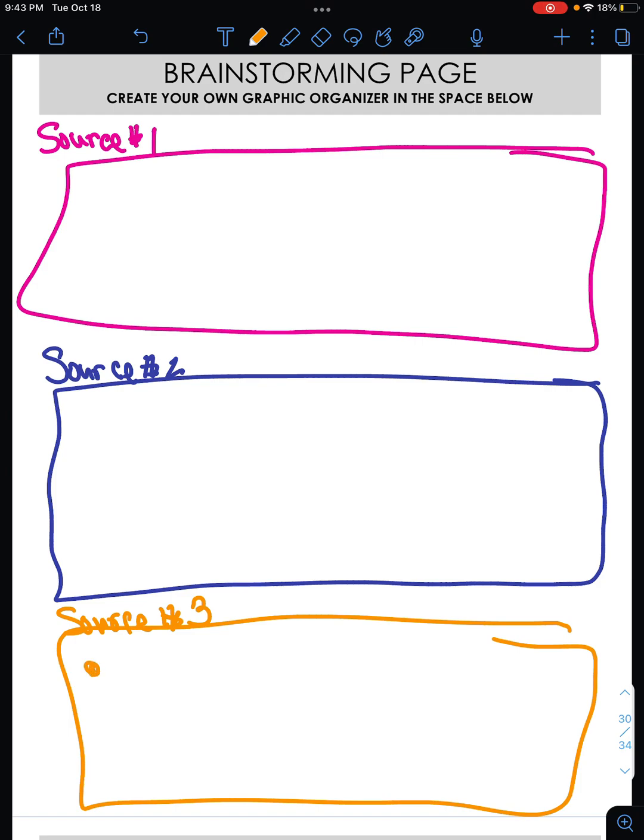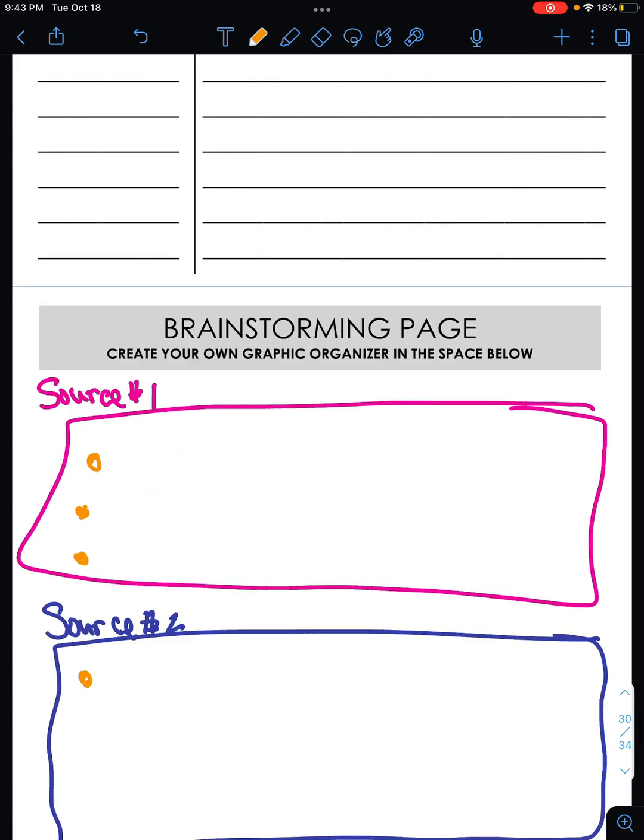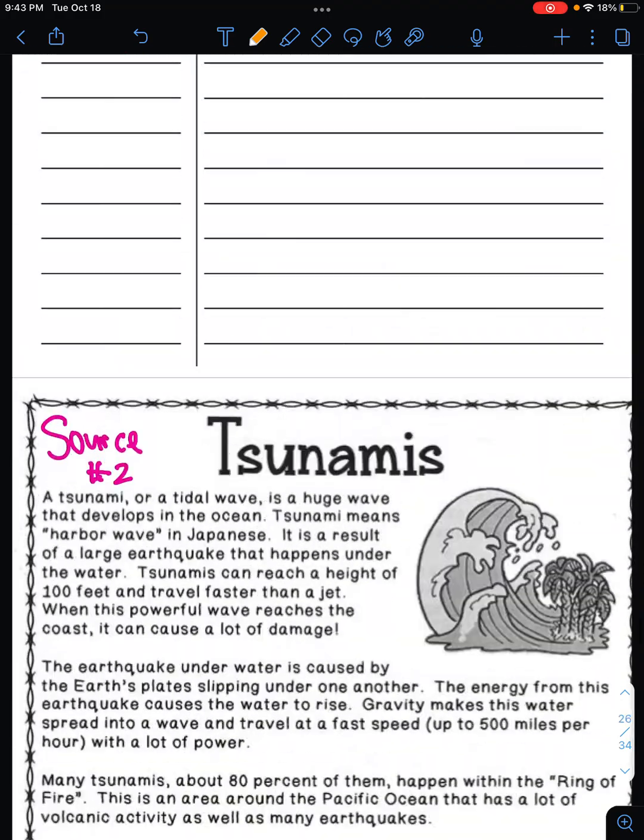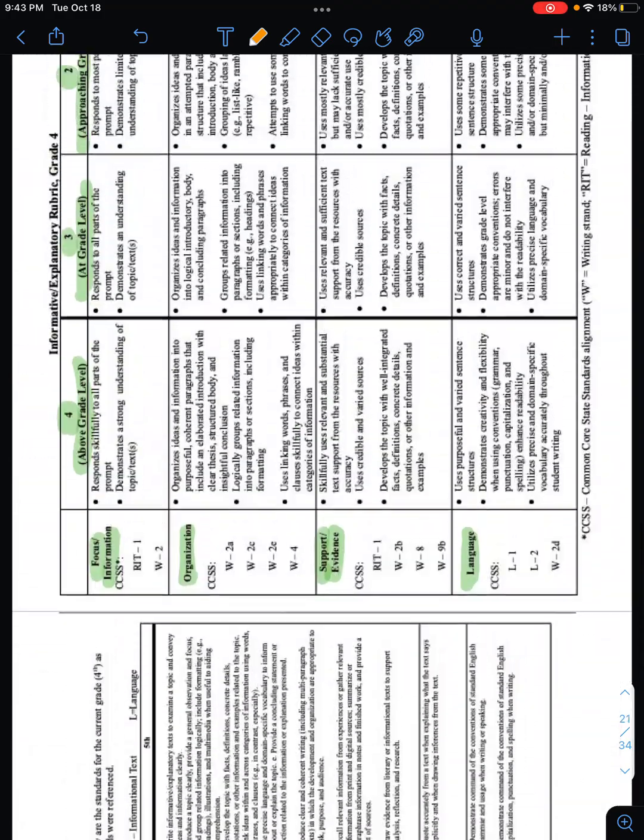Maybe you want to pick 2 things from source number 3. Maybe you want to pick 1 thing from source number 2. Maybe you want to use 3 things from source number 1. Okay, the directions say, when you go up here, what did the directions say?